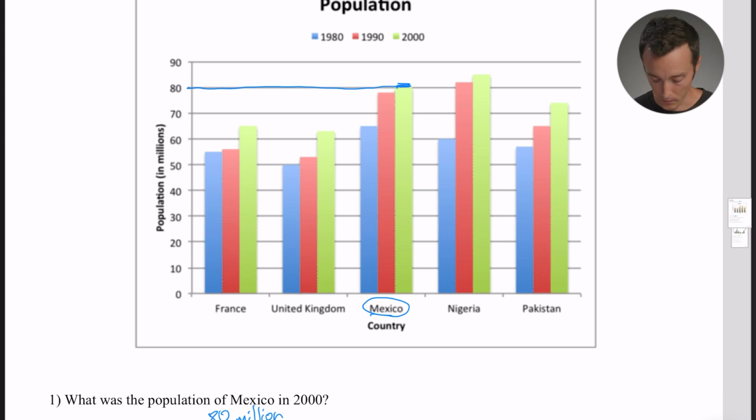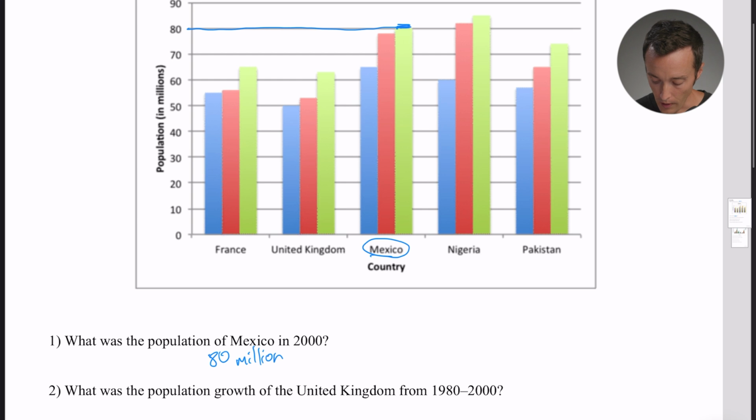All right, let's take another one. What was the population growth of the United Kingdom from 1980 to 2000? Okay, so first of all, my brain is saying, okay, United Kingdom. So I'm gonna narrow it down to this column. And they wanna go from 1980 to 2000. Well, 1980 is the blue bar. And so that looks like right there. So I'm just gonna jot these numbers down. That's 50 million.